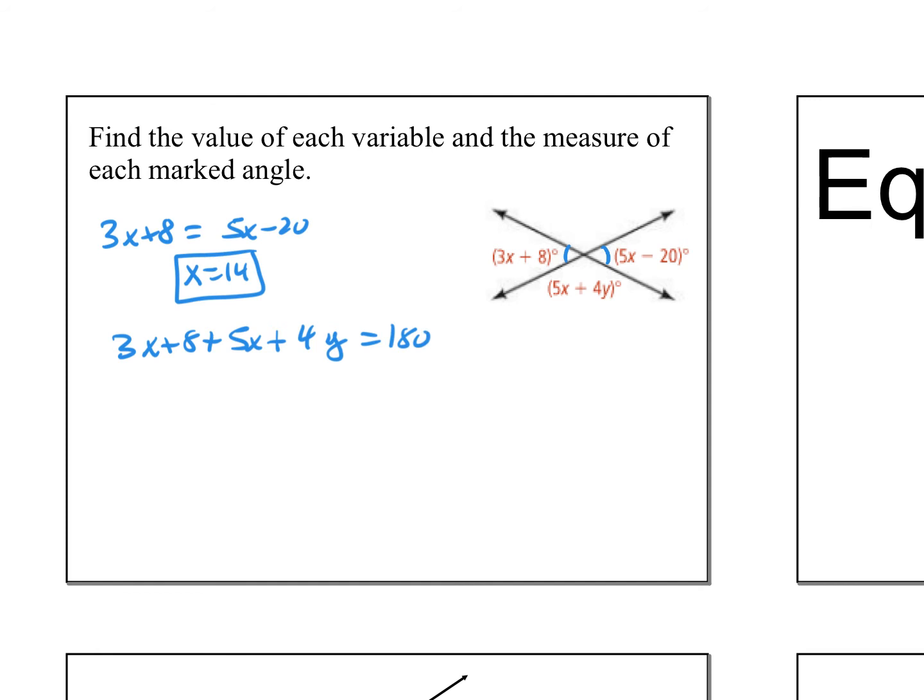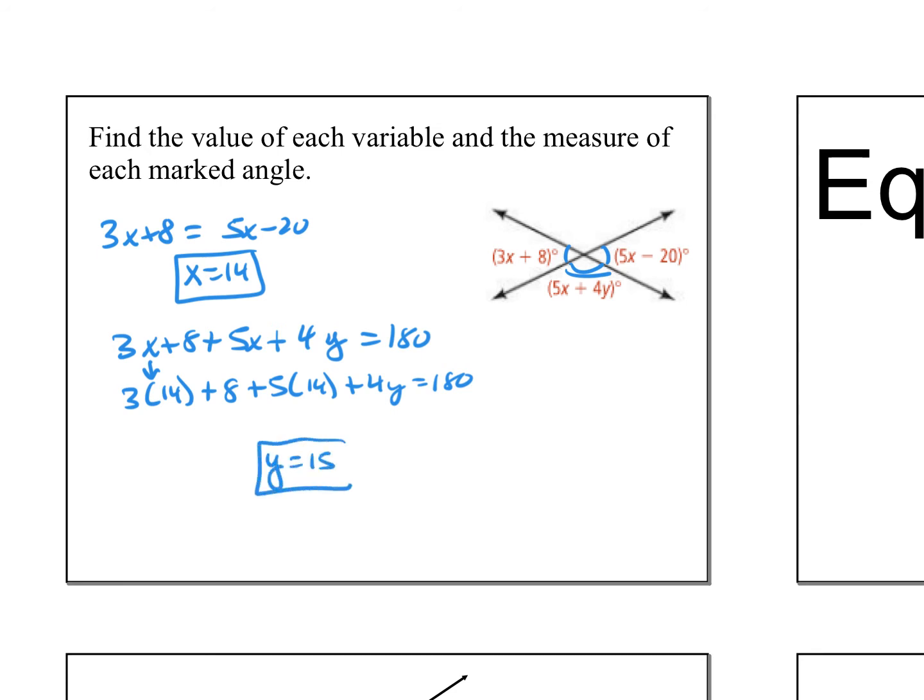These guys are a linear pair. Therefore, they add up to be 180 because they're supplementary. And we can do what with the x's? You got it. Substitute with 14. Y equals 15. Yep. And then y equals 15.